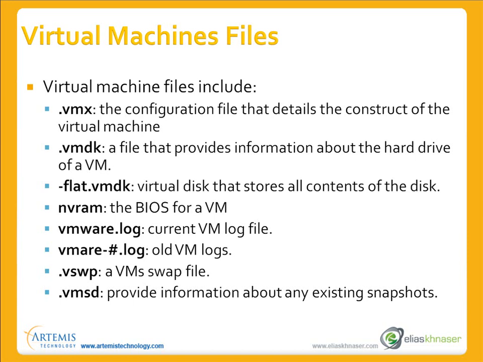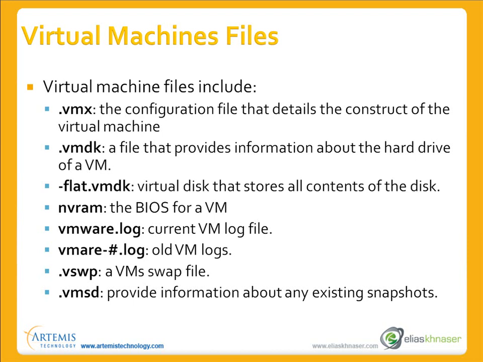Then you have the VMDK file. Now this is the file that provides information about the hard drive. Now the actual hard drive file, the file that contains all the data, is flat.vmdk. So what we've done in this list here is we've put a dot or a dash. So the name of the VM .vmx, name of the VM .vmdk, name of the VM dash flat .vmdk would be the actual virtual hard drive that contains all the actual data for this VM.